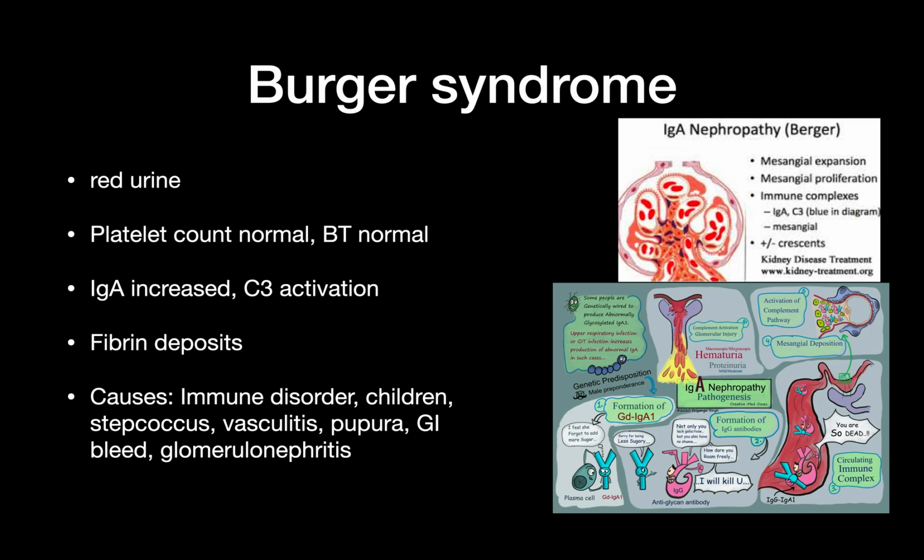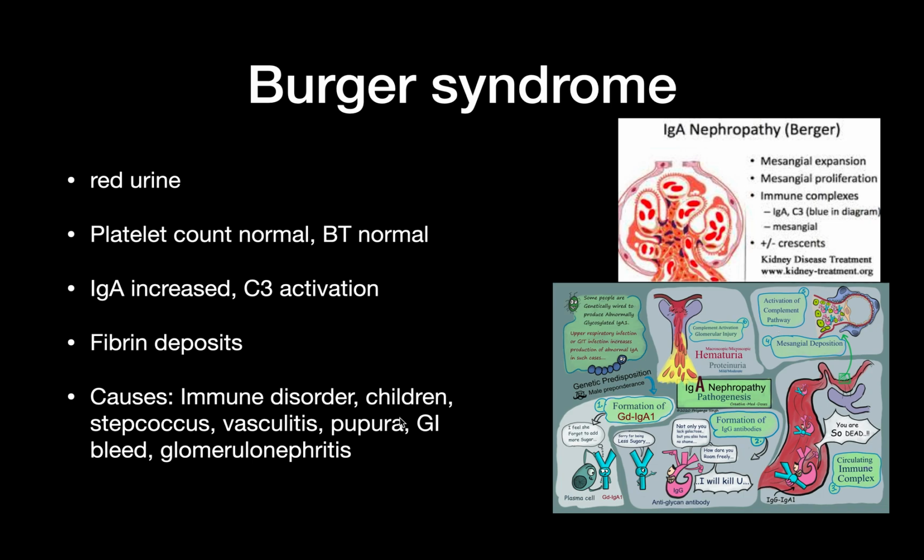Berger syndrome is an IgA nephropathy characterized by the red urine. In the nephrons, there's going to be mesangial expansion and proliferation. Platelet count is going to be normal. Bleeding time is normal, but the complement 3 is going to be activated, and fibrin deposits are going to occur. And the causes can be some kind of immune disorder. It is going to be activation of the complement pathway.